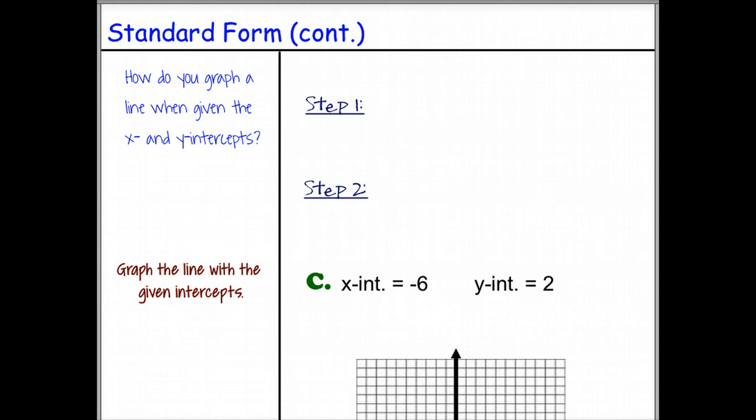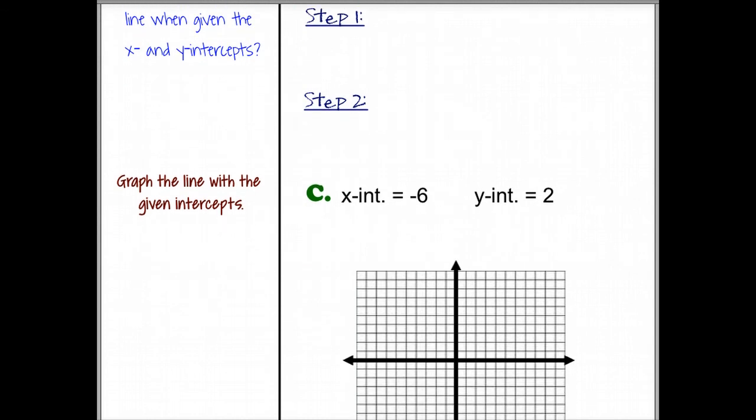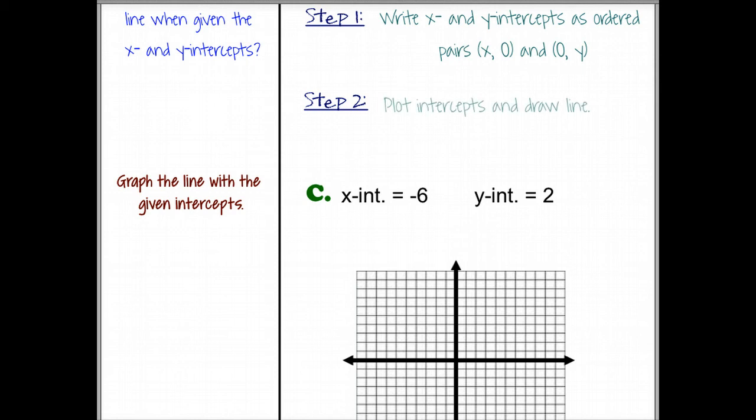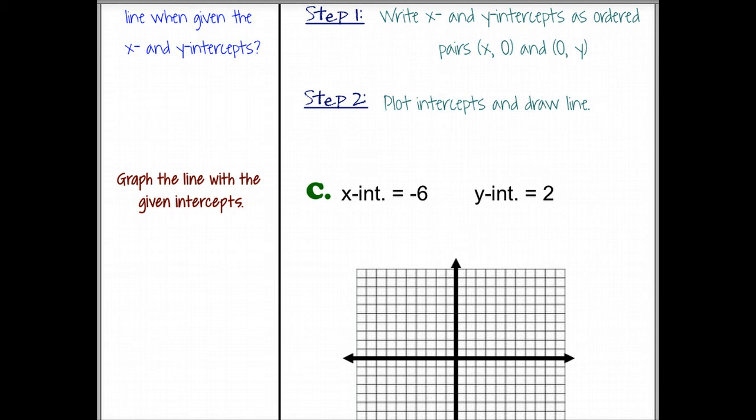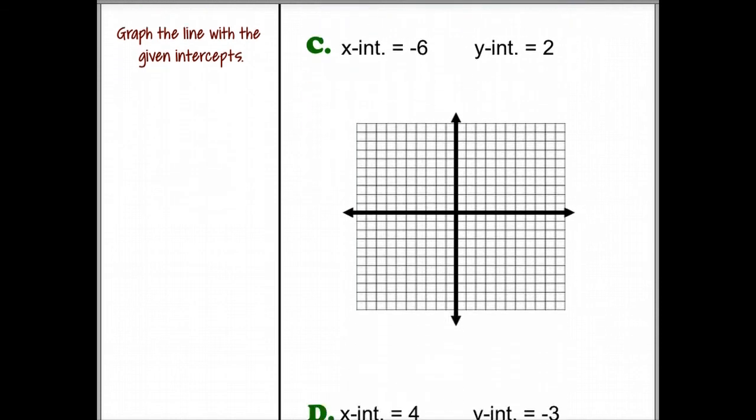So now we want to know, how do you graph a line when given the x-intercepts and y-intercepts? You write the x and the y-intercepts as ordered pairs, and then you plot the intercepts and draw the line. So these are the given intercepts, and whenever we have an x-intercept, we know that it's -6, so that goes out in front, and your 0 is your y value. For our y-intercepts, we know that 0 is plugged in for x, and 2 is our y-intercept.